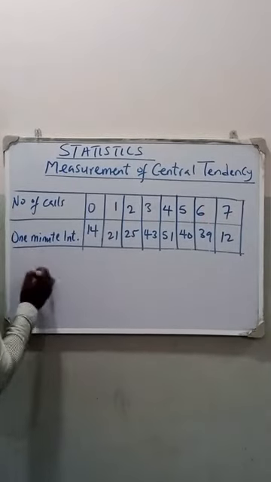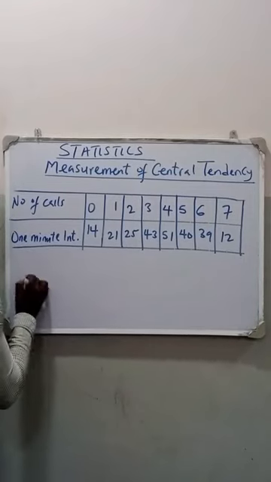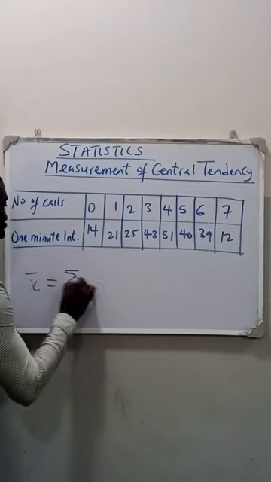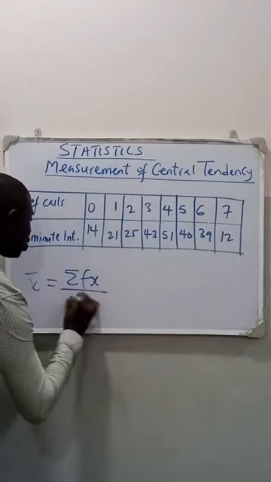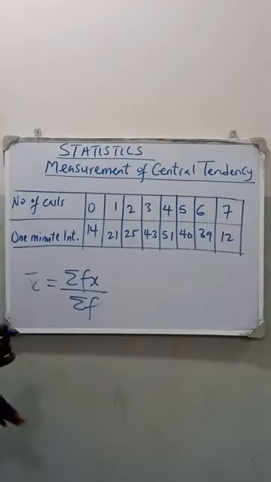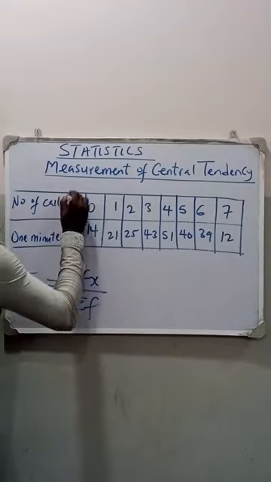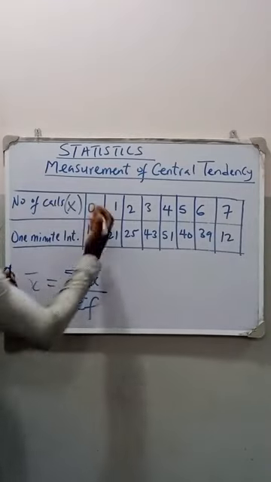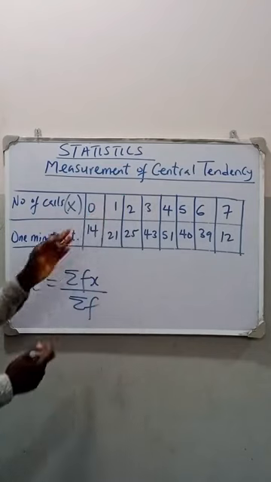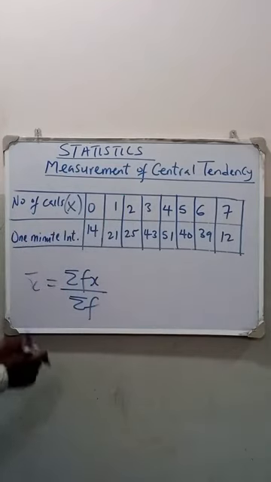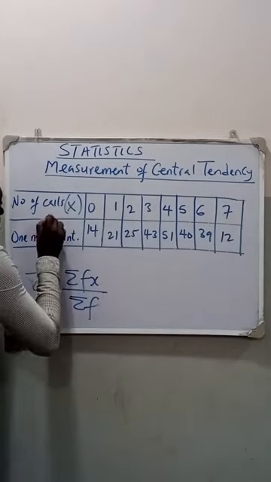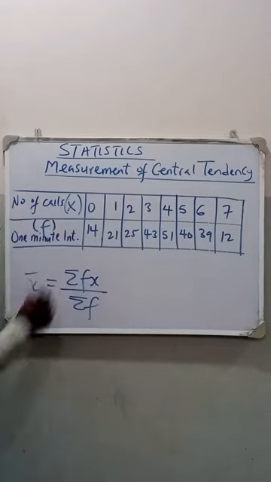We simply use our formula that says mean equals summation fx over summation f. So I can call this my x, or the scores. Then the minute interval, let me call this one the frequency f.